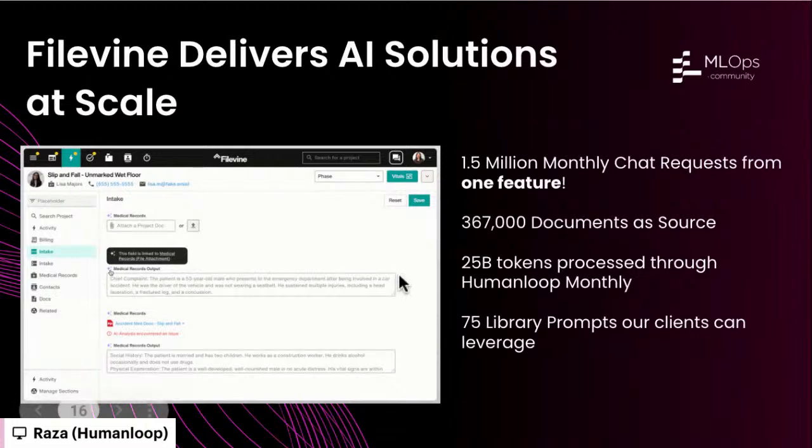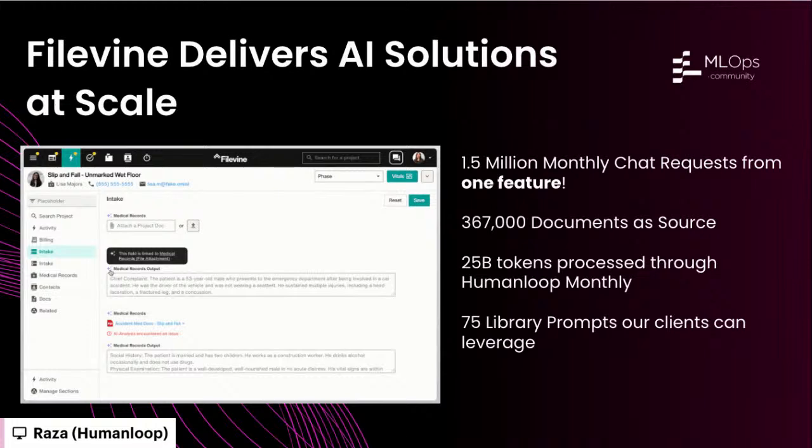With Human Loop, we're processing over 1.5 million chat requests, the times users come and try to extract data or interact with these documents. Over 360,000 documents went through this process in the last month, and we processed 25 billion tokens of input and output through Human Loop. We allow clients to leverage and build on top of this robust prompt library.